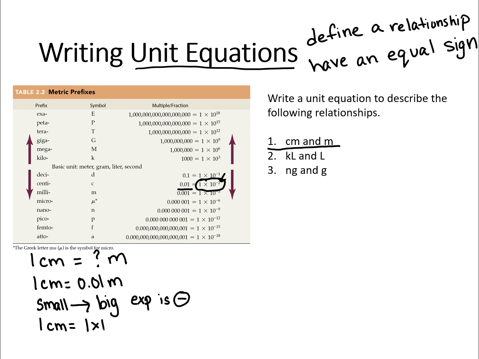So you take just the number value from the chart, that's 1 times 10 to the 2, and then you say I'm going from a smaller unit to a bigger unit, so I need to put a negative sign in front of my exponent. And you don't forget your units.